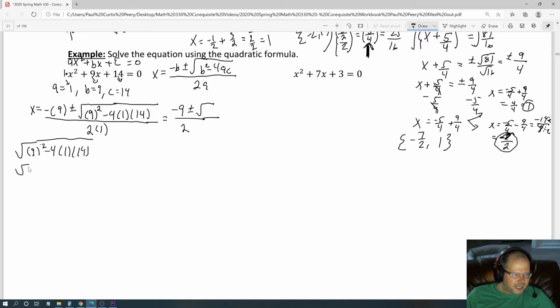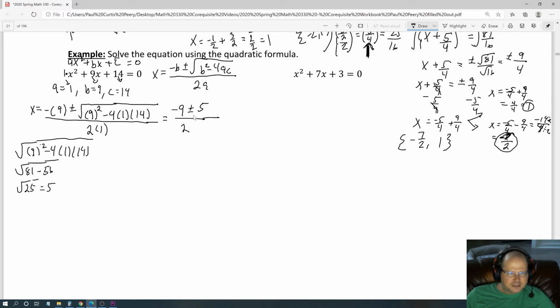So 9 squared is an 81. 4 times 1 times 14. So 4 times 1 is 4. 4 times 14 is going to be 56. So this is minus 56. So 81 minus 56 is going to be a 25. And square root of 25 is a 5. So we actually don't even need the radical here anymore. We just need to plug in the 5.